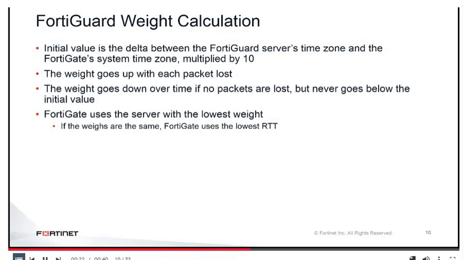The wait goes up with each packet lost. The wait goes down over time if there are no packets lost. FortiGate uses the server with the lowest wait as the one for the rating queries. If two or more servers have the same wait, FortiGate uses the server with the lowest round-trip delay, RTT.